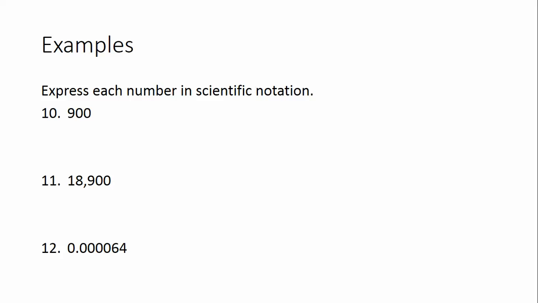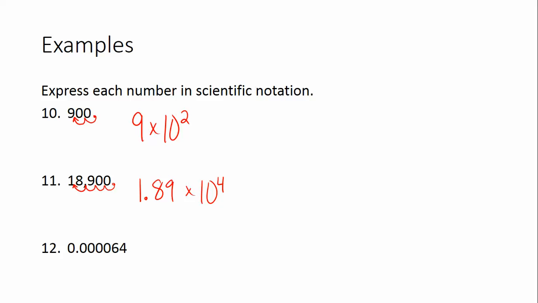Three more here. If you'd like to, again, pause the video and see if you can compute some of these on your own. 900, we have the decimal in the back. We're going to move it 2 times to get 9 times 10 to the 2nd power. 18,900, it's in the back. We're going to move it 1, 2, 3, 4 times. 1.89 times 10 to the 4th.